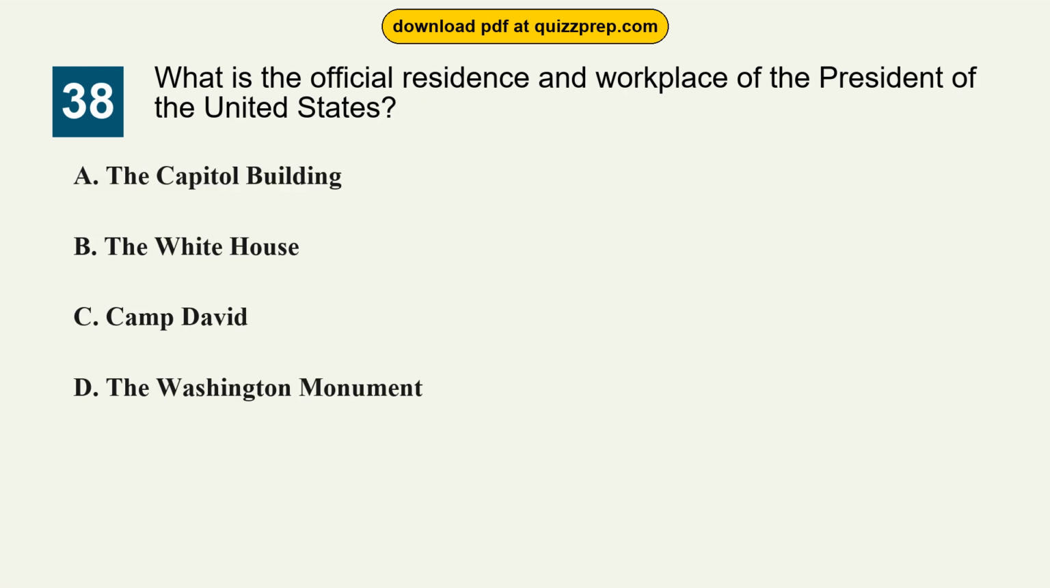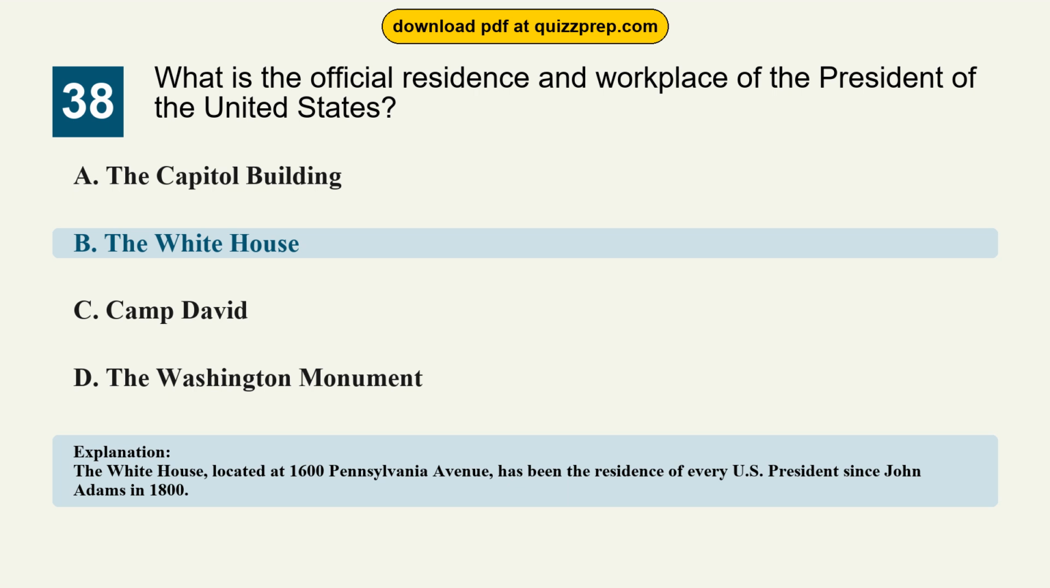Question 38. What is the official residence and workplace of the President of the United States? Option A, the Capitol Building. Option B, the White House. Option C, Camp David. Option D, the Washington Monument. The correct answer is option B, the White House. The White House, located at 1600 Pennsylvania Avenue, has been the residence of every U.S. president since John Adams in 1800.